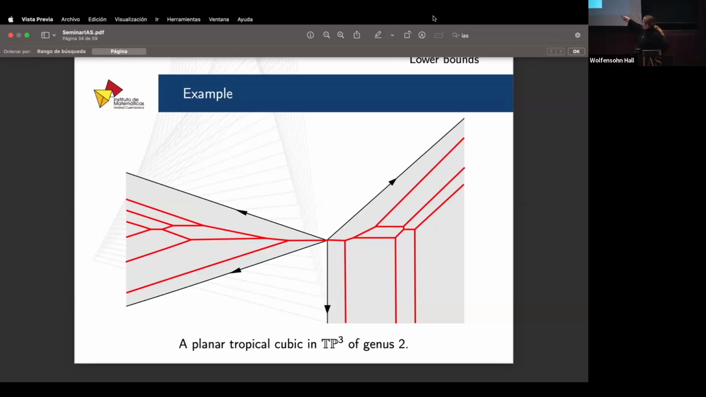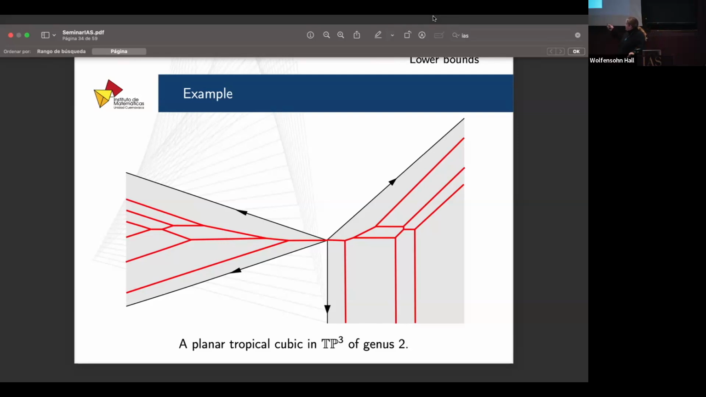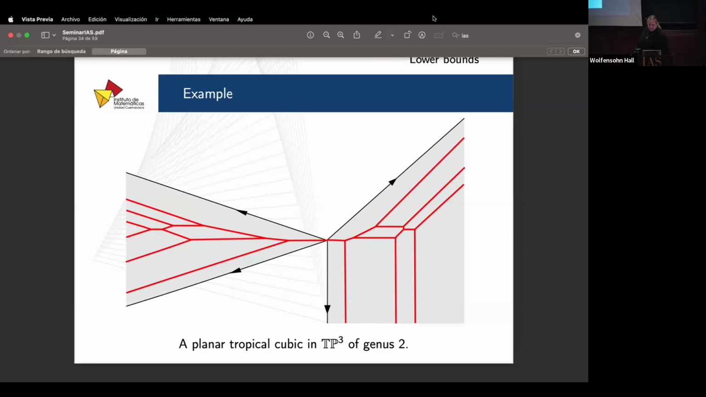In fact, I didn't want to go in this direction, but once we're there, I told this is an edge of weight 3. It means it's a singular tropical curve, and with a slight modification of the construction, we were able to construct a genus 2 non-singular tropical curve. I mean, we can forget the weight 3.